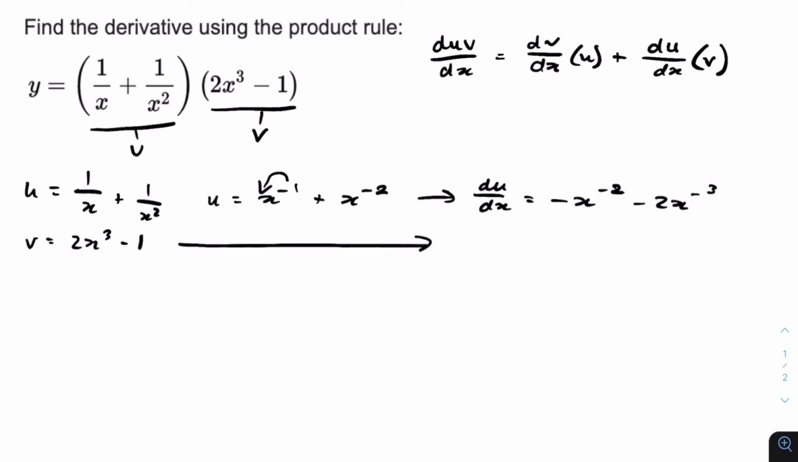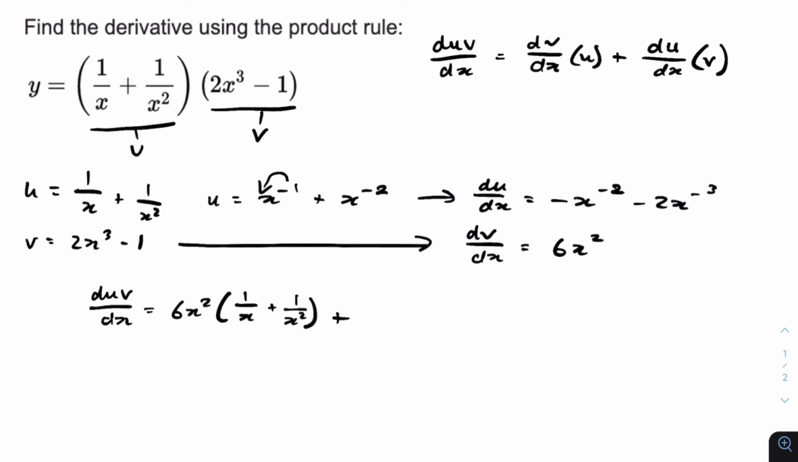Let me just drag it all the way here. dv over dx is equal to, so this one's a much easier one to work with, it's essentially just 6x squared. Now we can substitute all these values into the product rule. So d(uv) over dx is equal to dv over dx, which is 6x squared, as we've seen. That's multiplied by u, which is 1 over x plus 1 over x squared. And then this is added to du over dx.